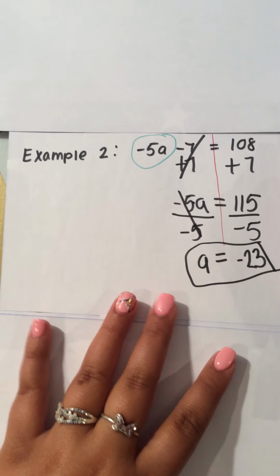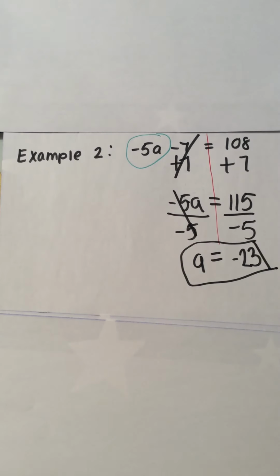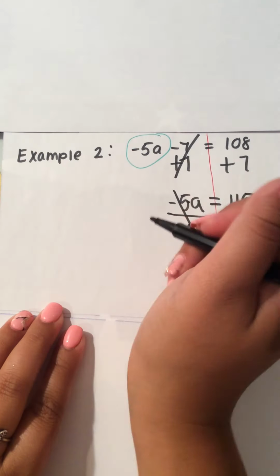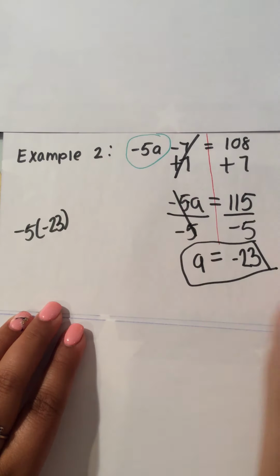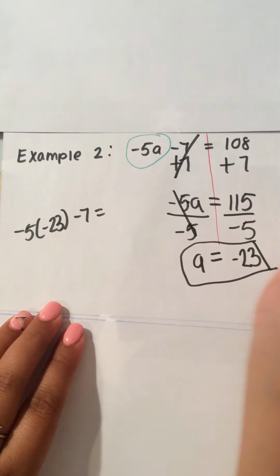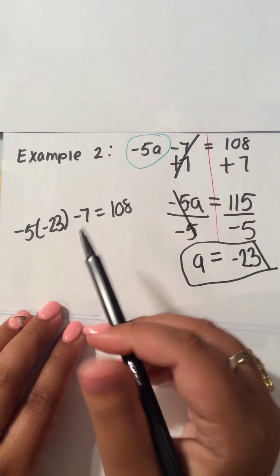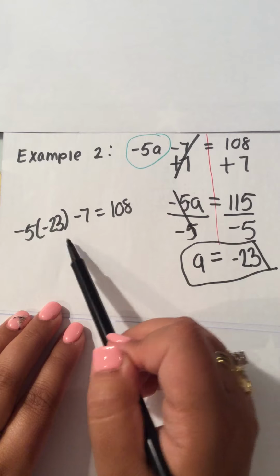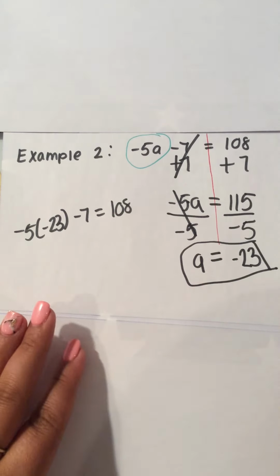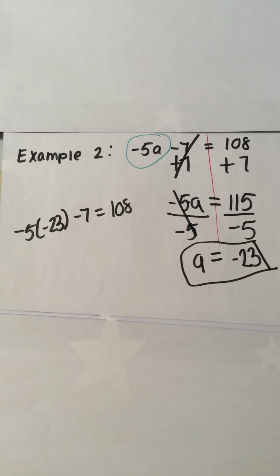Now, if you were to type this into your calculator, because you should double check it: negative 5 times negative 23 minus 7. Does this equal 108? When you type it in like this: negative 5, parenthesis, negative 23, parenthesis, minus 7 equals 108. I'm actually going to go over how to type that in with a negative, so give me one second. I'm pulling out my calculator because a lot of us get stuck on where that negative sign is.